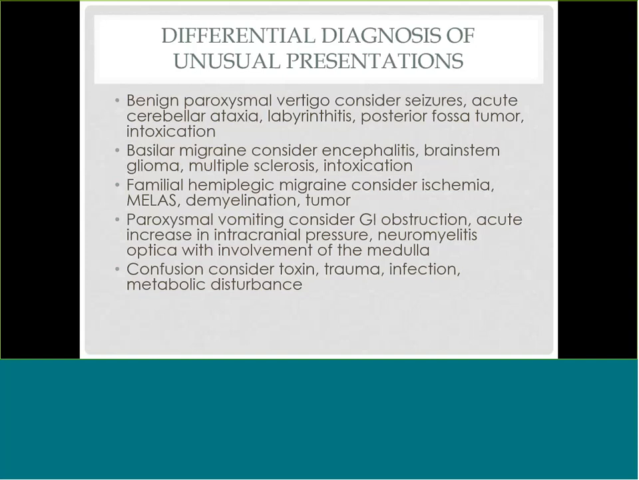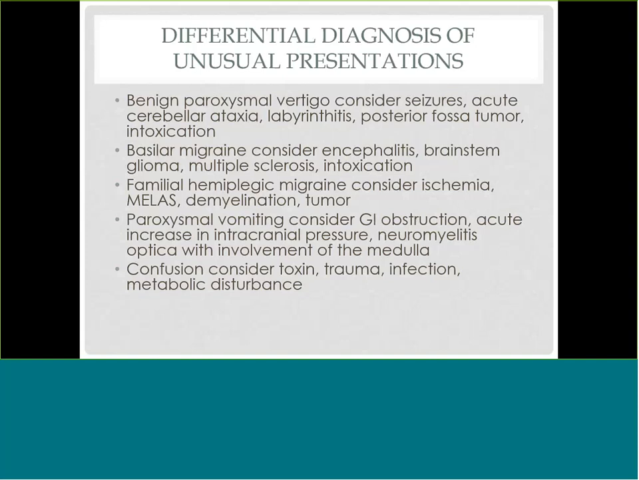Basilar migraine can mimic brainstem encephalitis, a brainstem glioma, and we have to remember that multiple sclerosis can occur in teenagers. And interestingly, patients with migraine may be at greater risk for multiple sclerosis. Patients who have hemiplegic migraine might actually be experiencing stroke or ischemia and need to be evaluated. They might have a mitochondrial abnormality called MELAS syndrome. They might have demyelination from a previous infection and that's called ADEM, or acute disseminated encephalomyelitis. They might have multiple sclerosis or other causes of demyelination, or they could have a tumor.